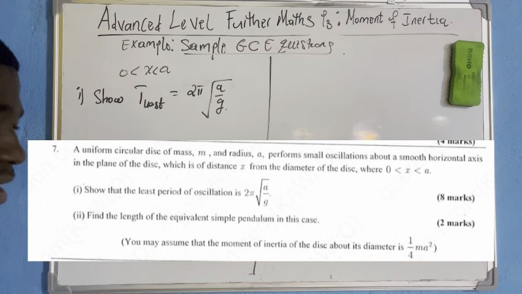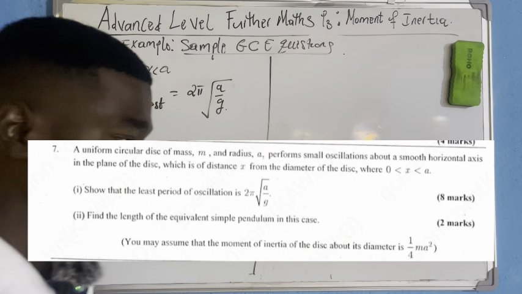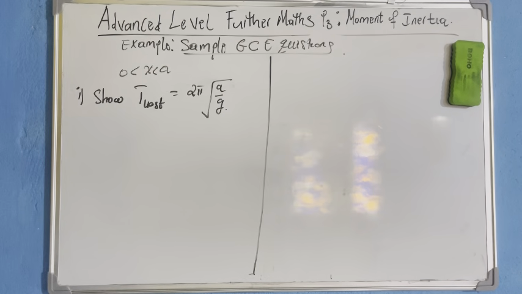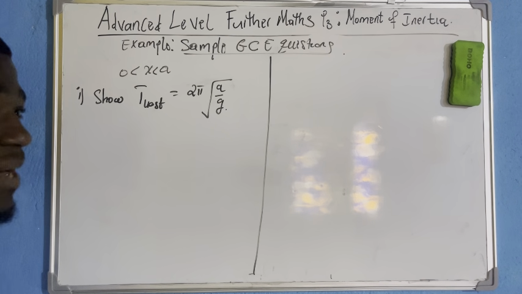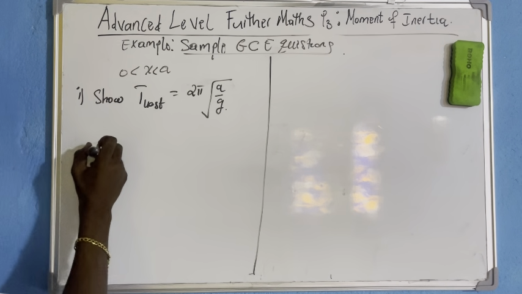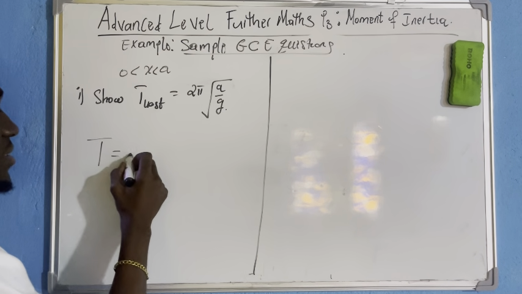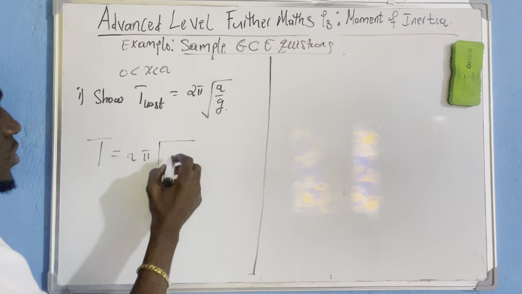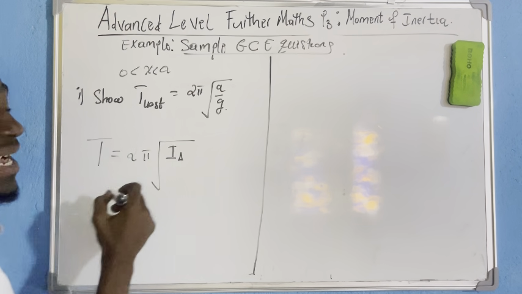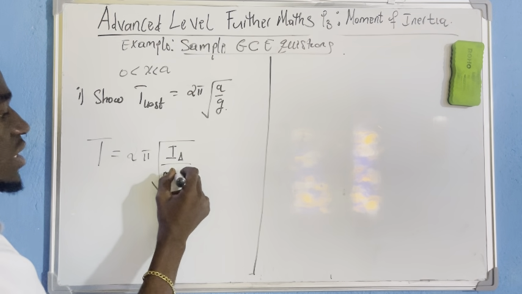That is for 8 marks. Okay, students, very easy, nothing to fear on this question. Now, what you should know is that every solid oscillating or undergoing a circular motion is characterized by a certain period. The general formula for the period of oscillation of any body is normally 2 pi square root of the moment of inertia about the axis of rotation over mgh.